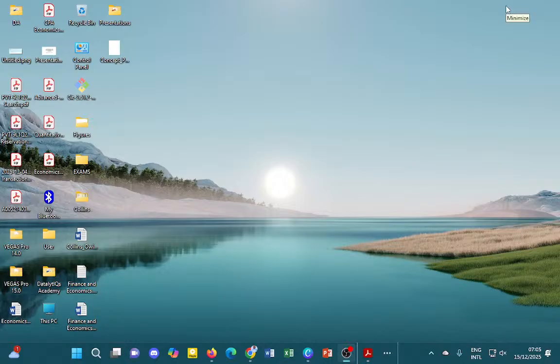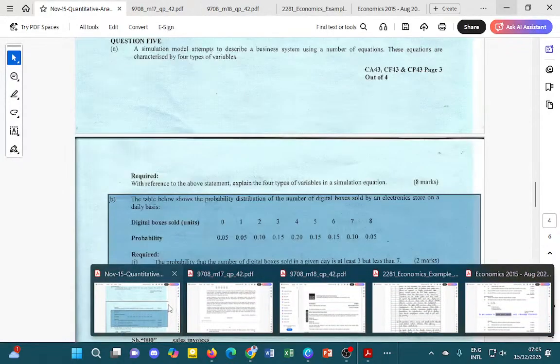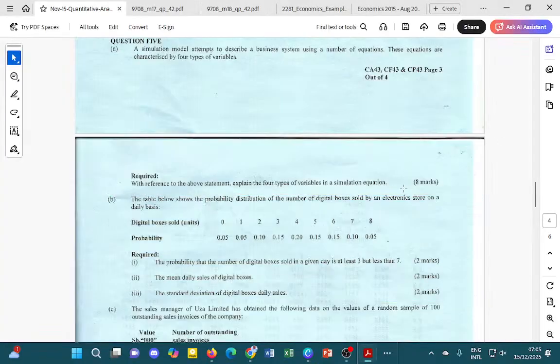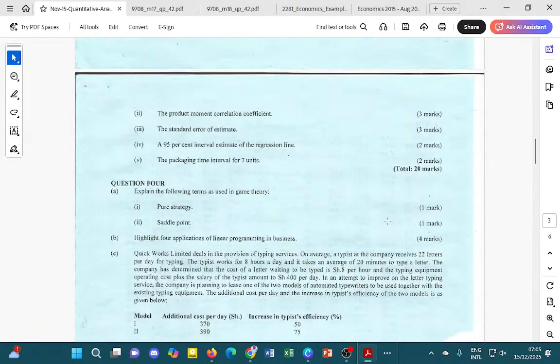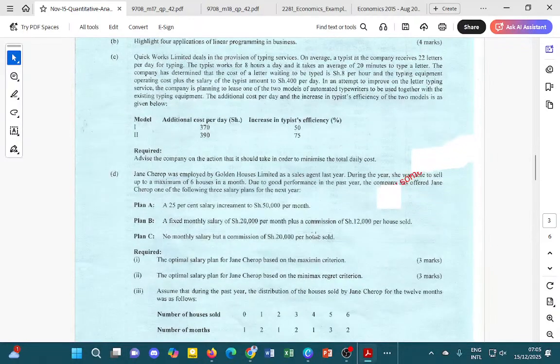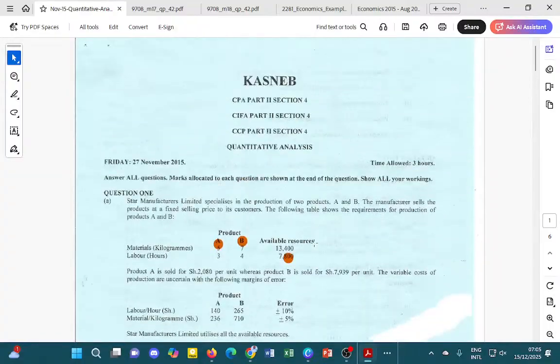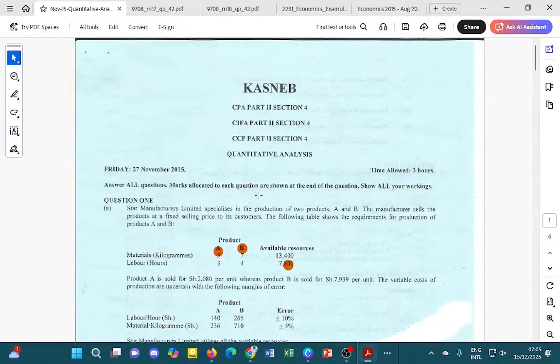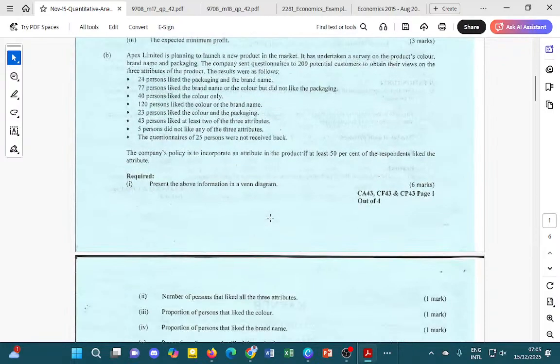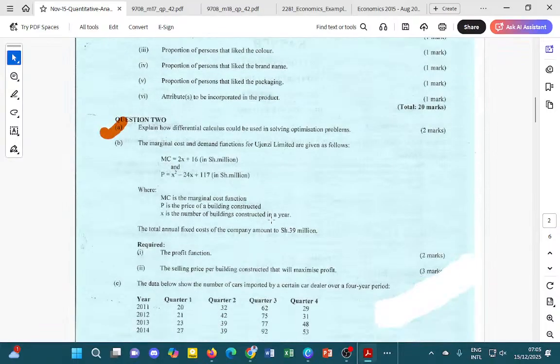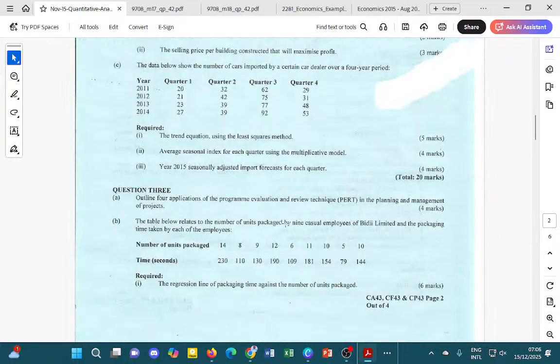Good morning, everyone. I want us to look at a quick solution in response to the question that I had yesterday. Just on the same paper that we have been going through, the paper of 27th November 2015, taken on Friday. The question that was drawn to my attention is the one I want to consider now.